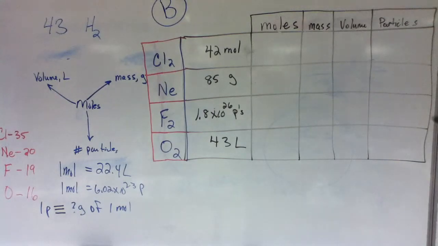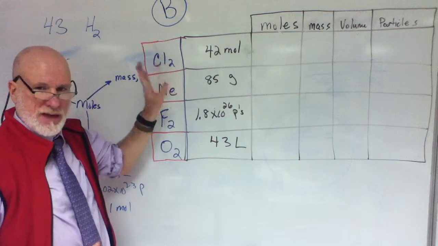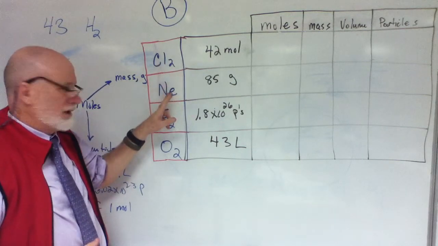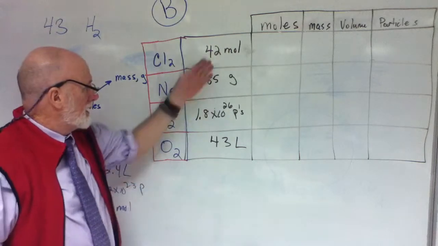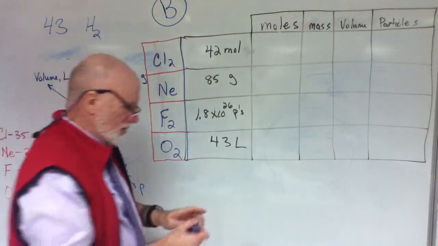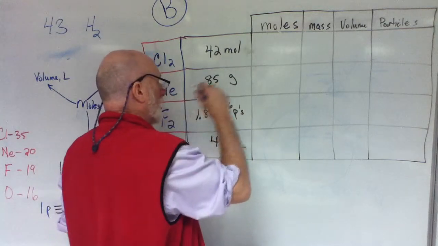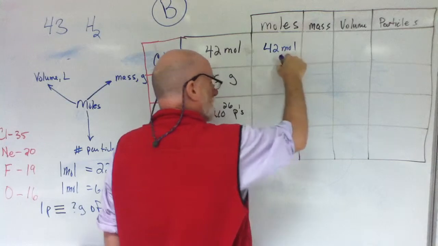Okay, so what I'll do is, this is the story. Cl2, that's the particle. Neon, that's the particle. F2, that's the particle. O2, that's the particle. And this is going to be 42 moles, and we're going to run right through this. Okay? So these first are going to be 42 moles. Don't forget, they don't put that in.